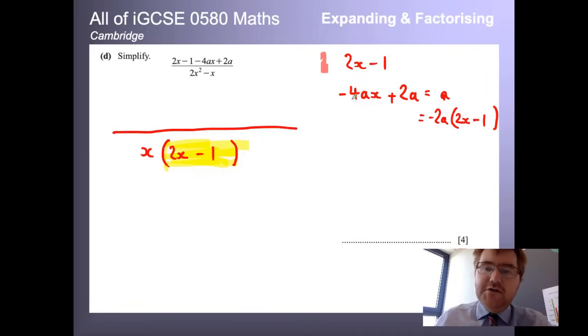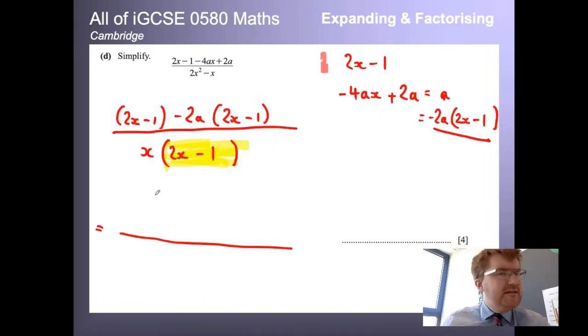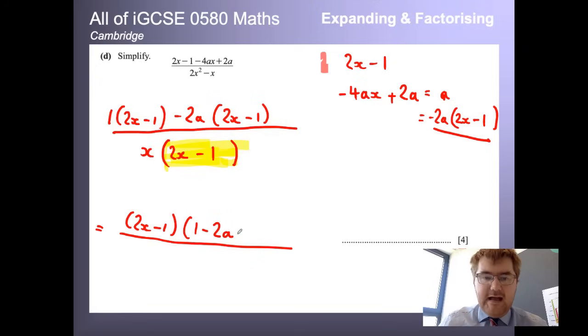So what we can do at this point is just copy across the 2x minus 1. So I'm just going to put that into a bracket, and then we can copy across what we've just created here: minus 2a, open brackets 2x minus 1. Now at this point I'm going to factorize the numerator, because they both have 2x minus 1 in common. So what I'm allowed to do here, which might seem a bit strange if you're not used to this factorizing, is I can take a 2x minus 1 as my first factor, and then anything in front of the bracket I bring as my second factor, which in this case is 1 minus 2a, like so. So I get a very convenient factorizing here.